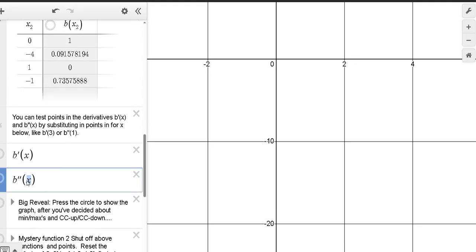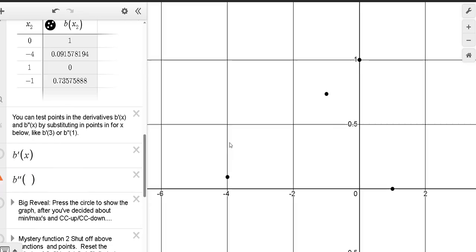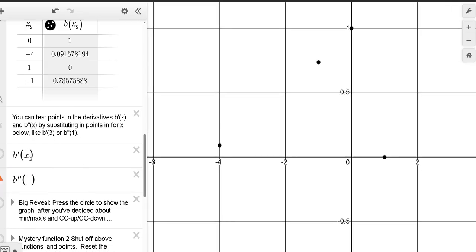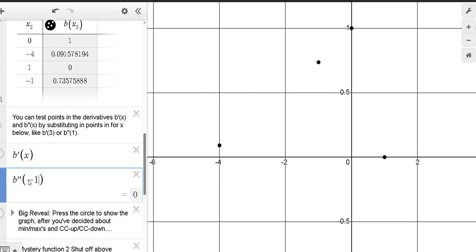So the points in the table match that one. -1. Oh, points match that one. All right, there we go. Let's zoom into there. So b prime of -1 is 0. All right, that makes sense.